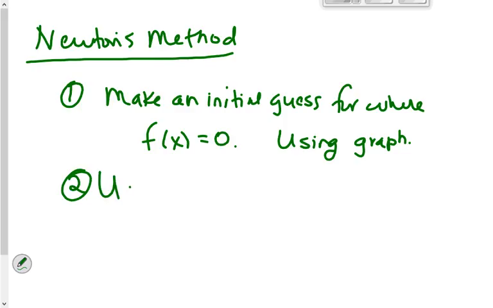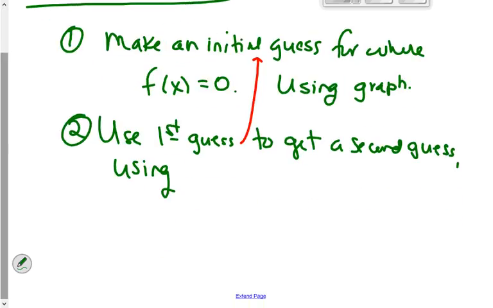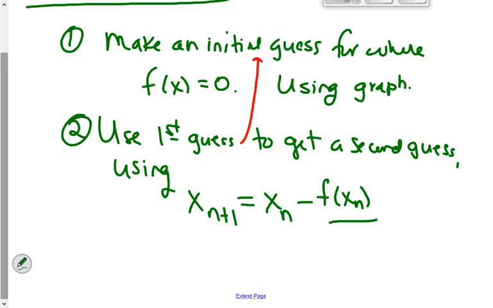And then we use this first guess, which is this one up here, to get a second guess or a second approximation, using my next guess is equal to my previous guess minus f of my first guess over f prime of my first guess.